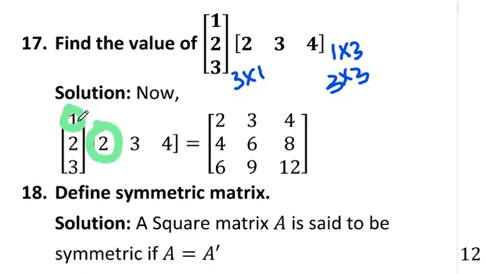Here there is only one element in the row as well as column. Therefore 1 into 2 is equal to 2. Next you take the first row, second column, 1 into 3. First row, third column, 1 into 4. Second row, first column, 2 into 2, 4. Second row, second column, 2 into 3, 6. Second row, third column, that's equal to 8. Third row, first column, 6. Third row, second column, 9. 3 into 3, 9. Third row, third column, 3 into 4, 12.